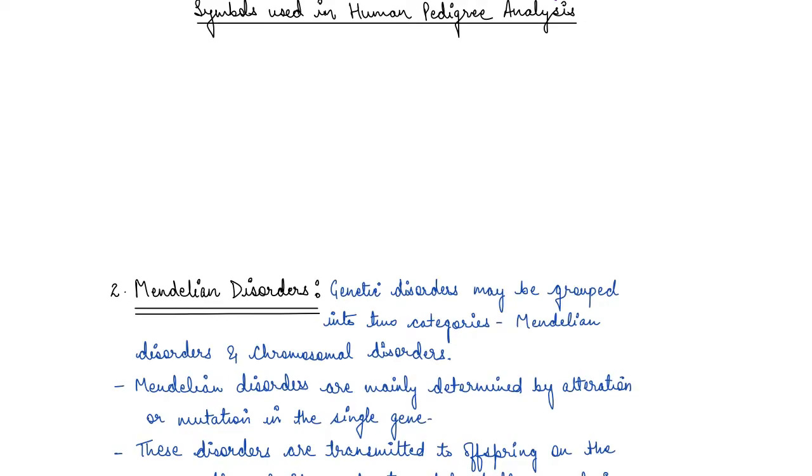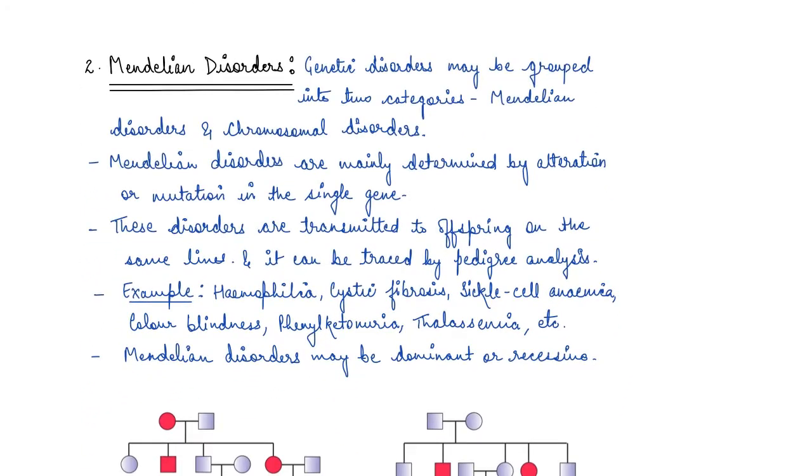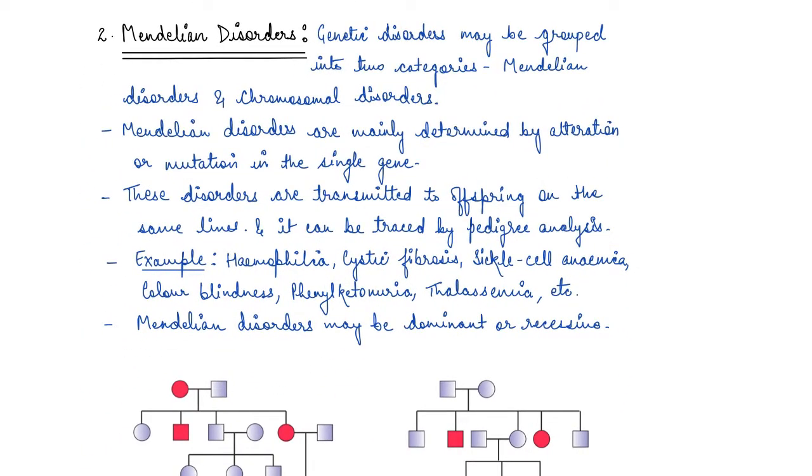Now, the second topic is Mendelian disorders. So, basically, the genetic disorders can be grouped into two categories. One is Mendelian disorder and the other is chromosomal disorder. Mendelian disorders are mainly determined by alteration or mutation in a single gene. Remember, Mendelian disorders are mainly determined by changes in a single gene.